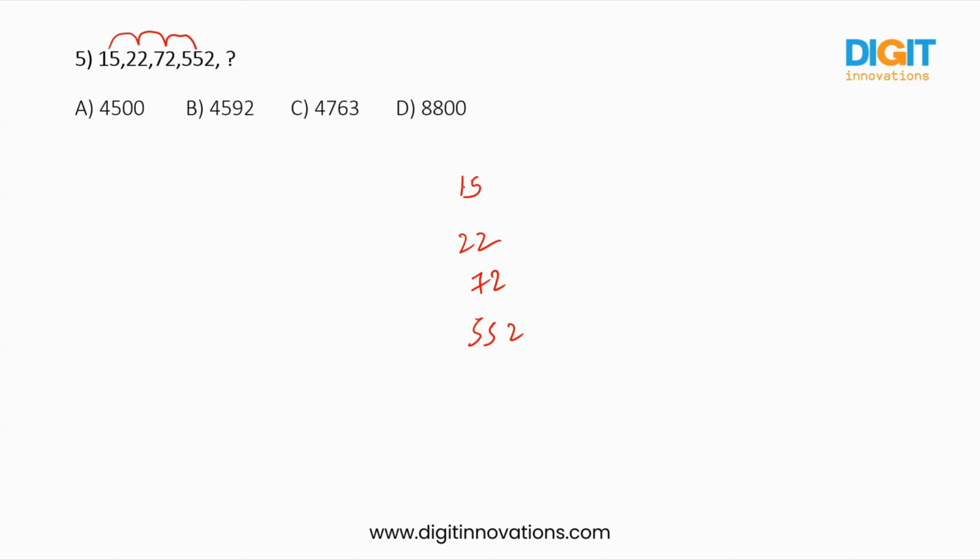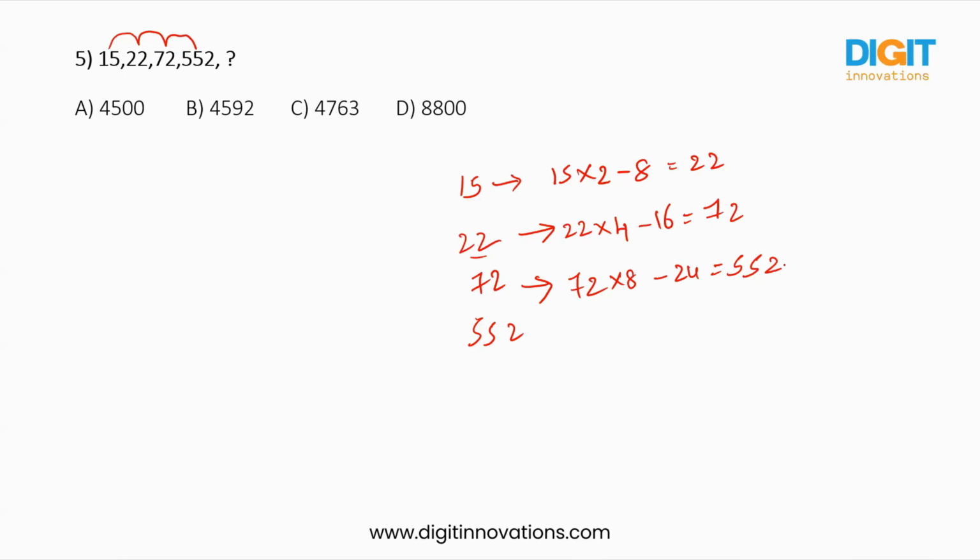I need to get 22 from 15. I'll start by multiplying 15 by 2 and subtracting 8. So 30 minus 8, you will get 22. Yes, accepted. Now 22 should become 72. Then I'll multiply by 4 and subtract 16. Then you'll get 72. Next, from 72 to 552: 72 into 8 minus 24, which would be 552.